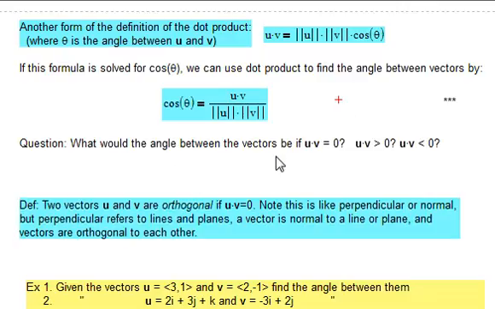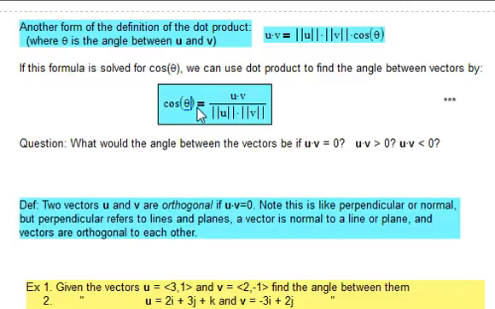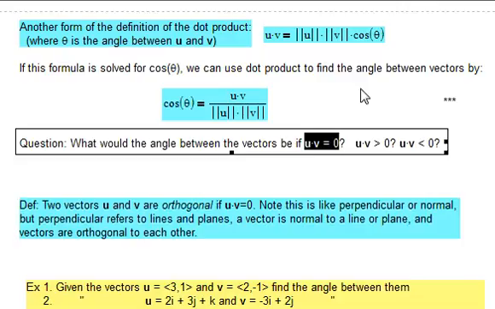Couple questions. What would the angle between the vectors be if u dot v was equal to 0? Well, if u dot v was 0, then cosine of theta would be 0, so theta would have to be pi over 2. It's a 90-degree angle. If two vectors' dot product is equal to 0, then they're perpendicular.